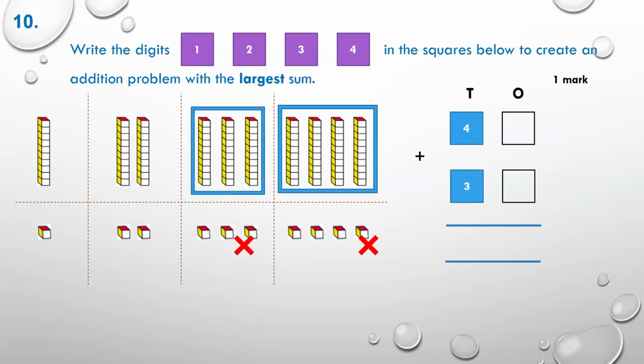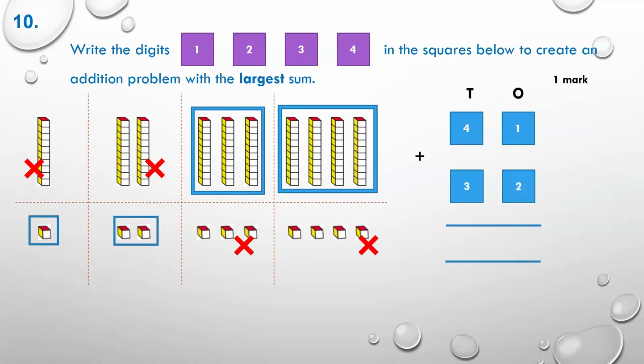And what does that mean? It means we've already used up all the tens. So we can't use 1 10 and we can't use 2 10s. So our answers are going to be 1 1 and 2 1s.